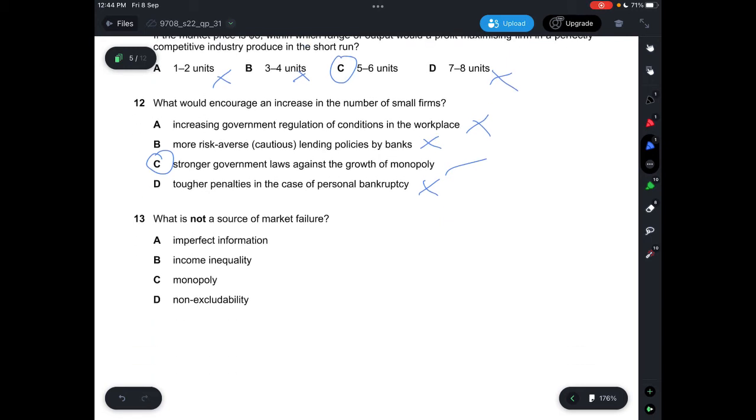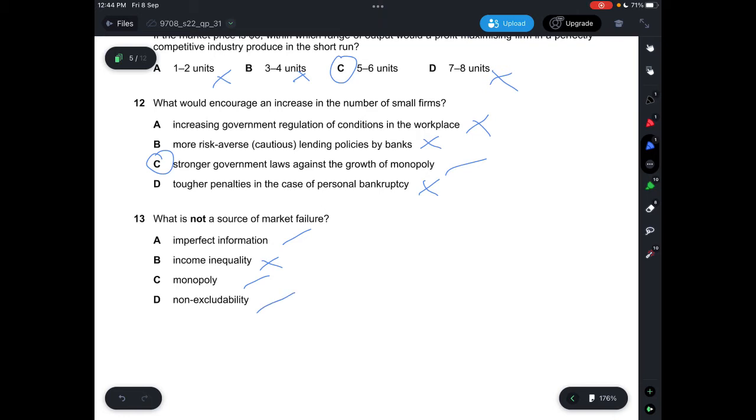Question 13, what is not a source of market failure? Okay, imperfect information is a source of market failure. Income inequality is not a source of market failure. C, monopoly is a source of market failure. And D, non-excludability is also a source of market failure. Imperfect information, why is it a source of market failure?